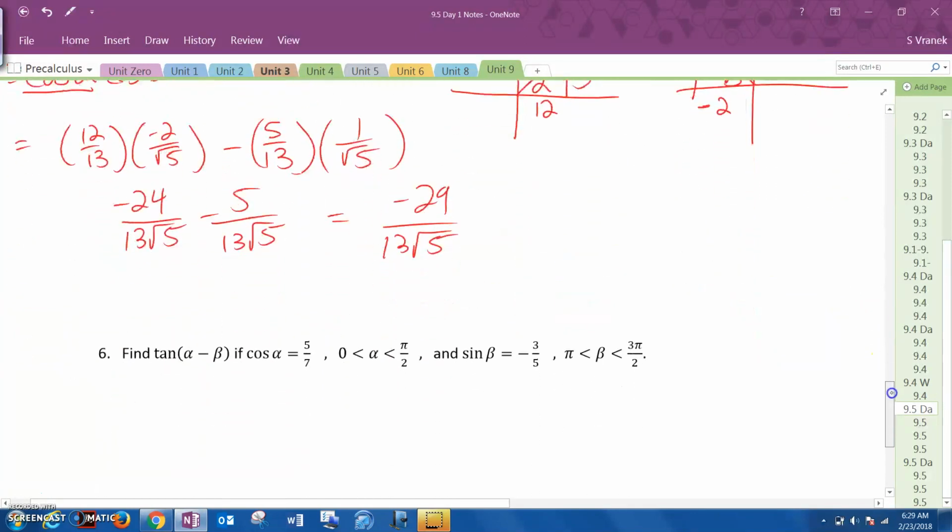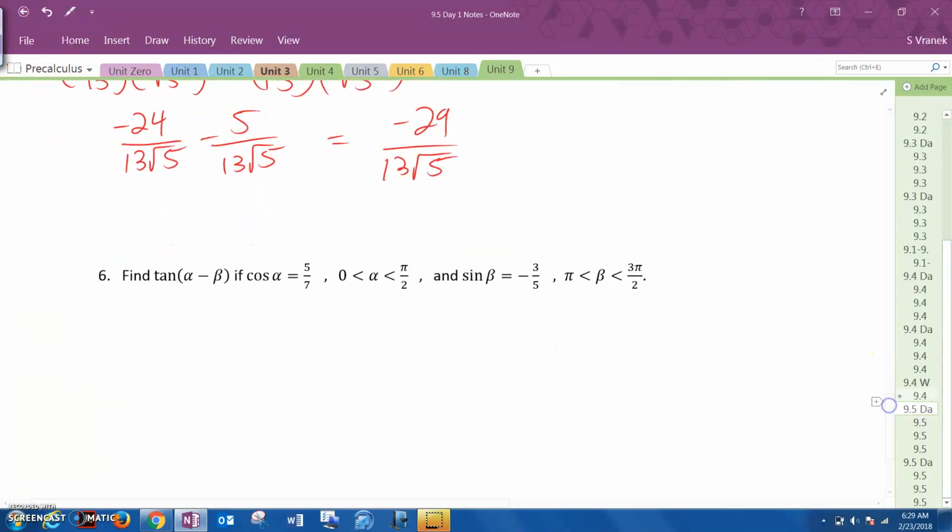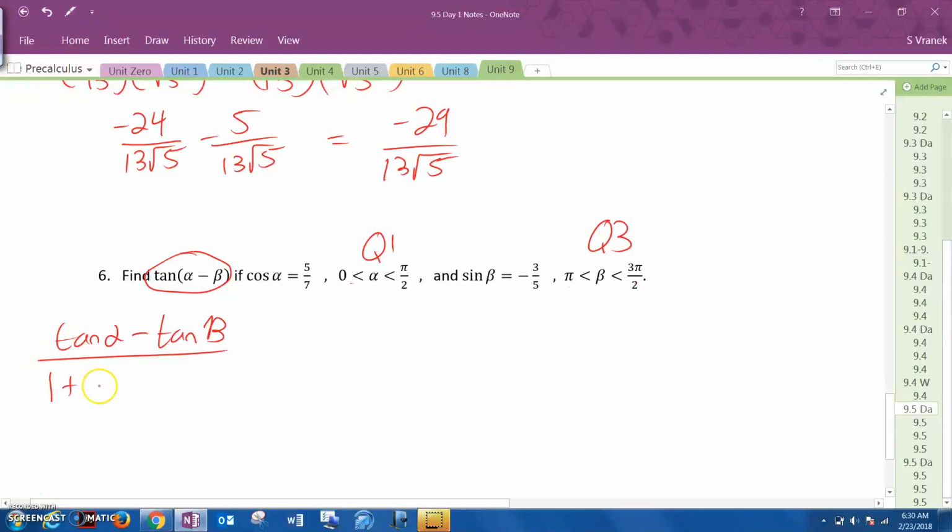Let's do one more. We're going to do tangent with these two triangles. Again, I'm going to quickly note that this is in Q1 from 0 to 90. This is from 180 to 270, so that's Q3. And tangent, I'm going to rewrite tangent out here, so this formula turns into tangent of alpha minus tangent of beta over 1 plus tangent of alpha, tangent of beta. Because remember, this is the same sign that you have in the thing you want to expand. This is the opposite.